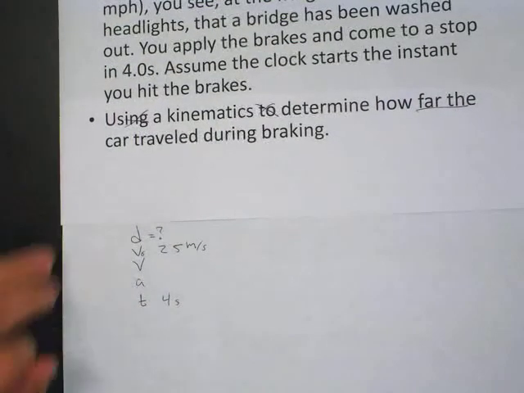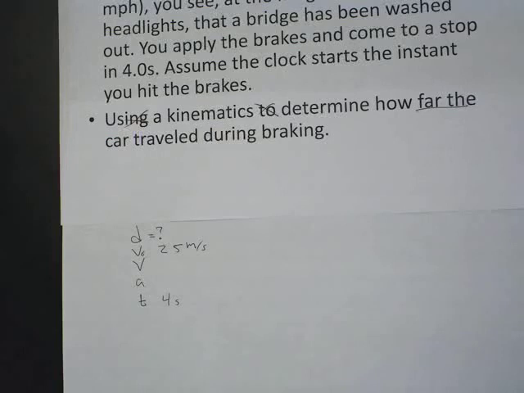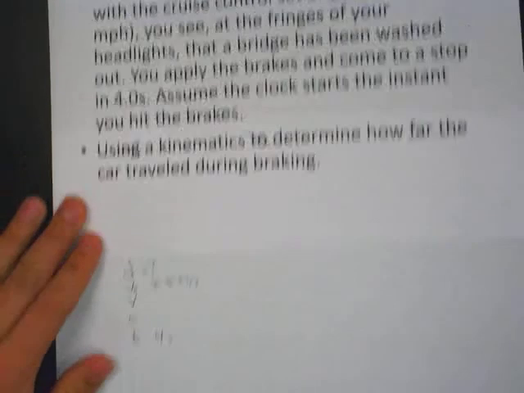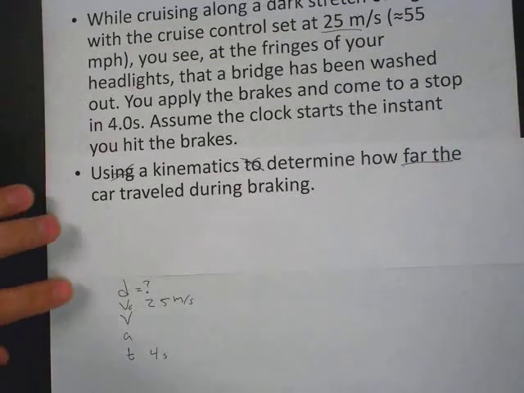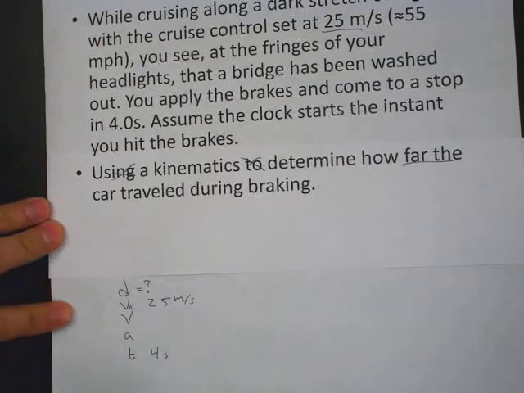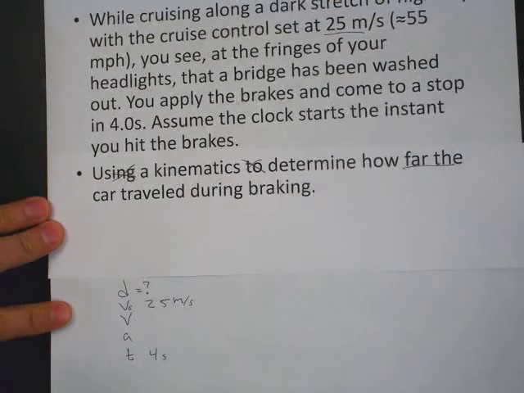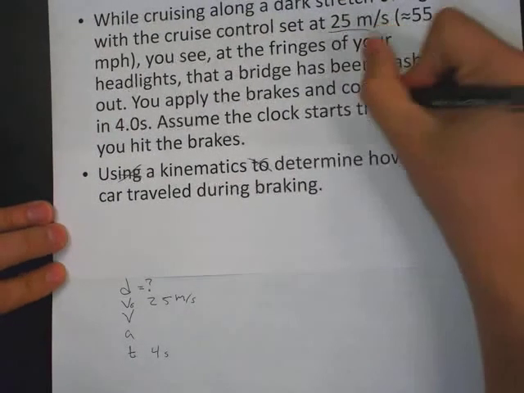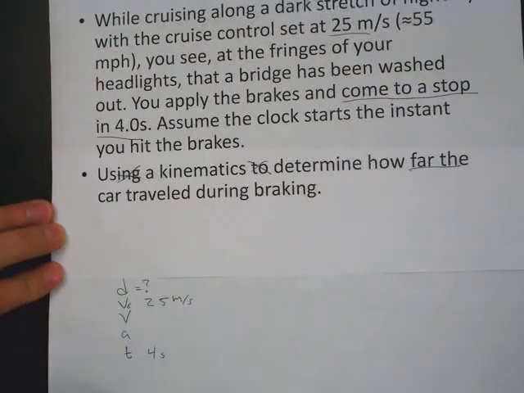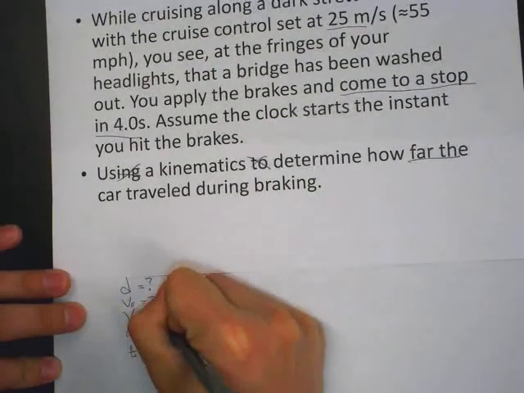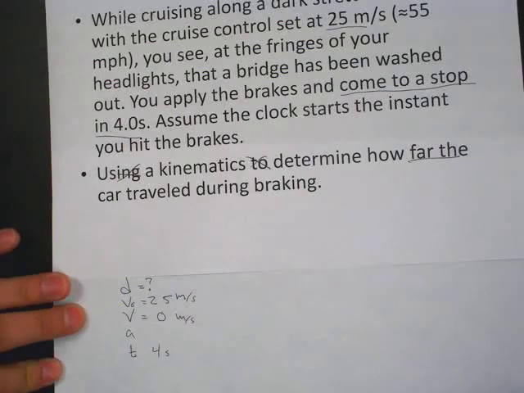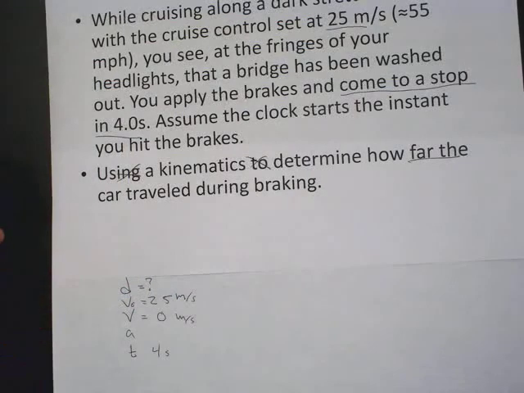Now we have a problem, and that problem is they don't mention our final velocity. So we just give up? No. We have to read between the lines a little bit. How fast are you going at the end of the story? Well, it mentions here you slam on your brakes and come to a stop in 4 seconds. So that lets us know the velocity at the end of the story is 0 meters per second. It may not be explicit, but it's there.